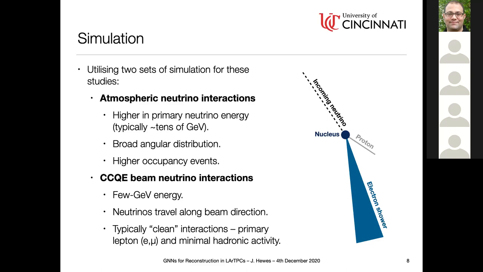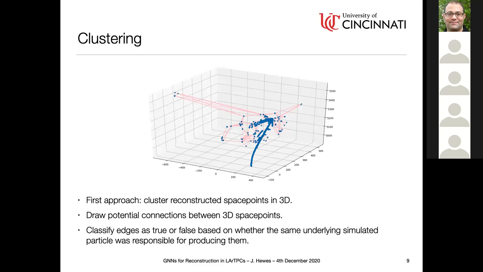So the example in the cartoon on the right of the slide is an incoming electron neutrino, where the electron neutrino interacts in your argon volume with a nucleus, and you effectively just get out a proton track and an electron shower. So those are the two samples we looked at. I'll talk first about the atmospheric neutrino interactions.